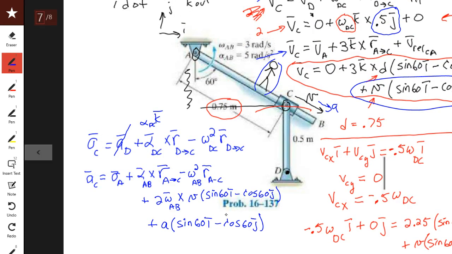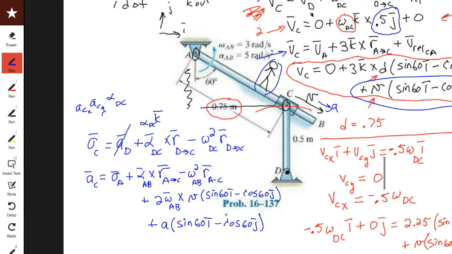The only thing that's not known here is acceleration of C. I've got 2 of them. I've got the X and the acceleration of C and the Y. I don't know what those 2 are. And I don't know alpha of DC. So far I've got 3 unknowns.